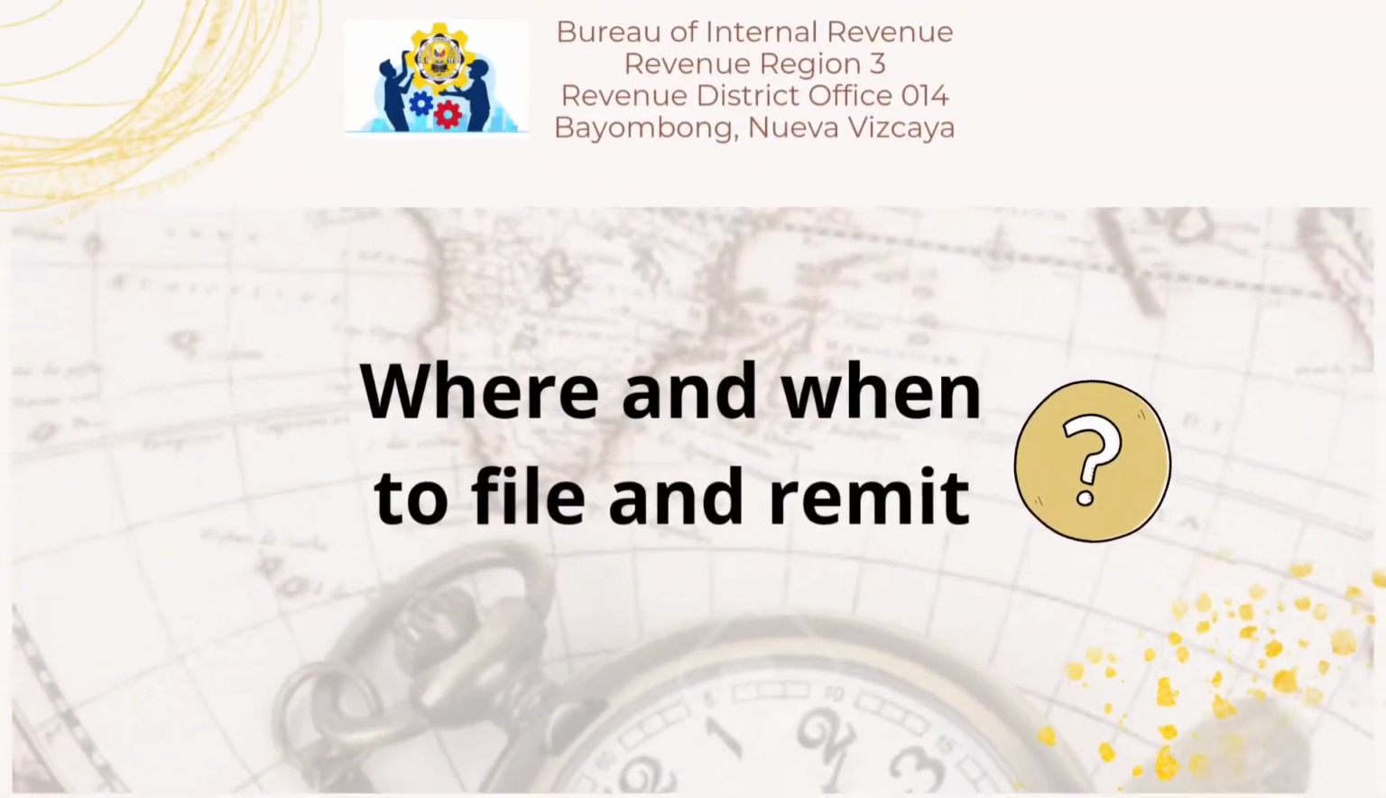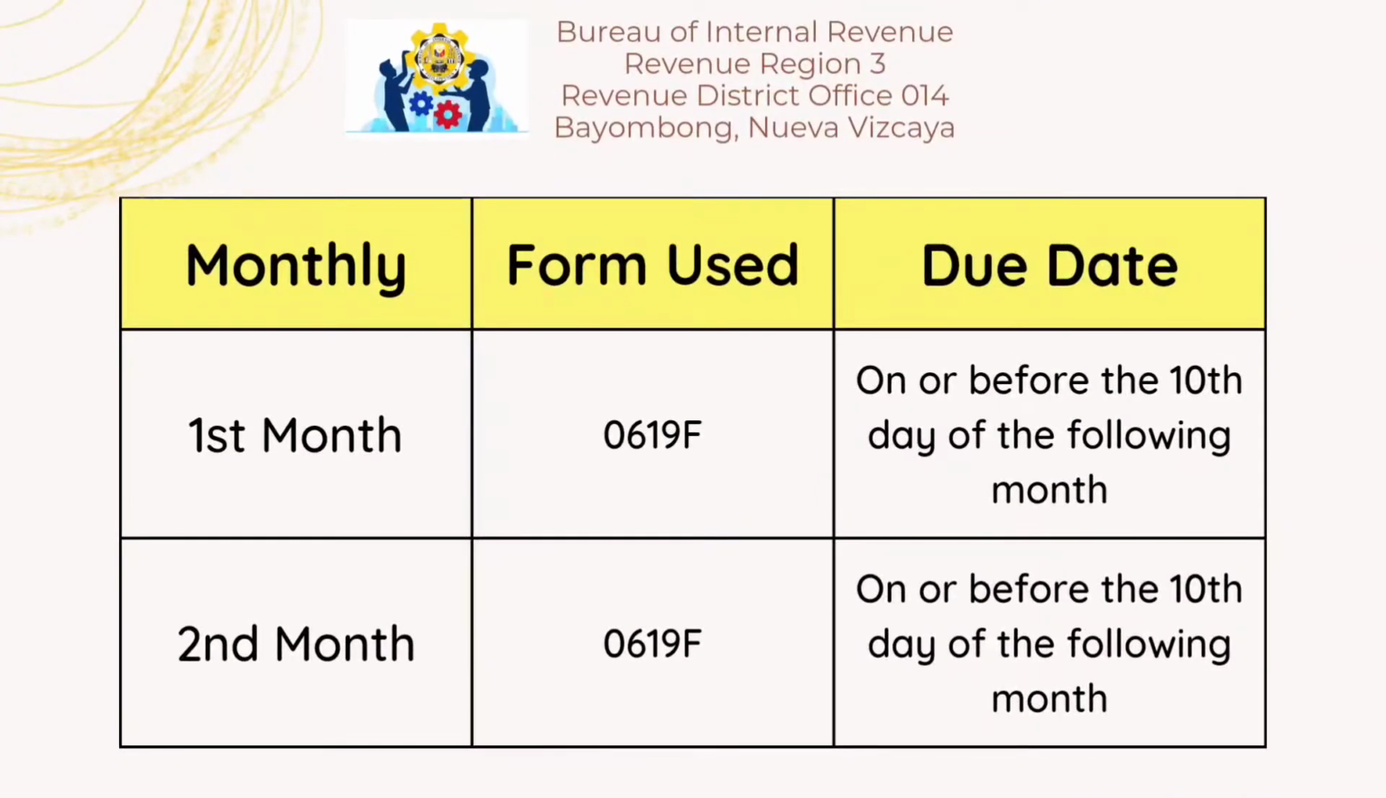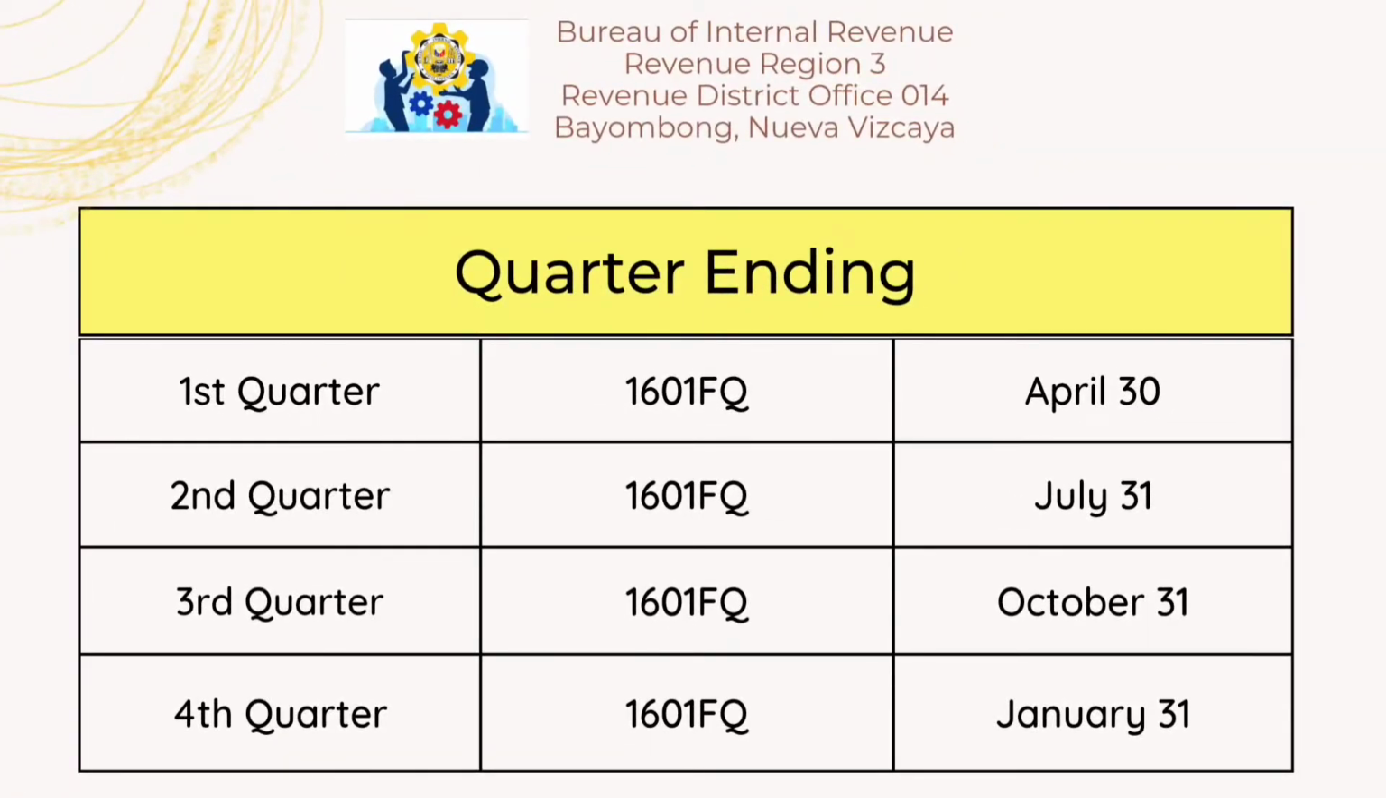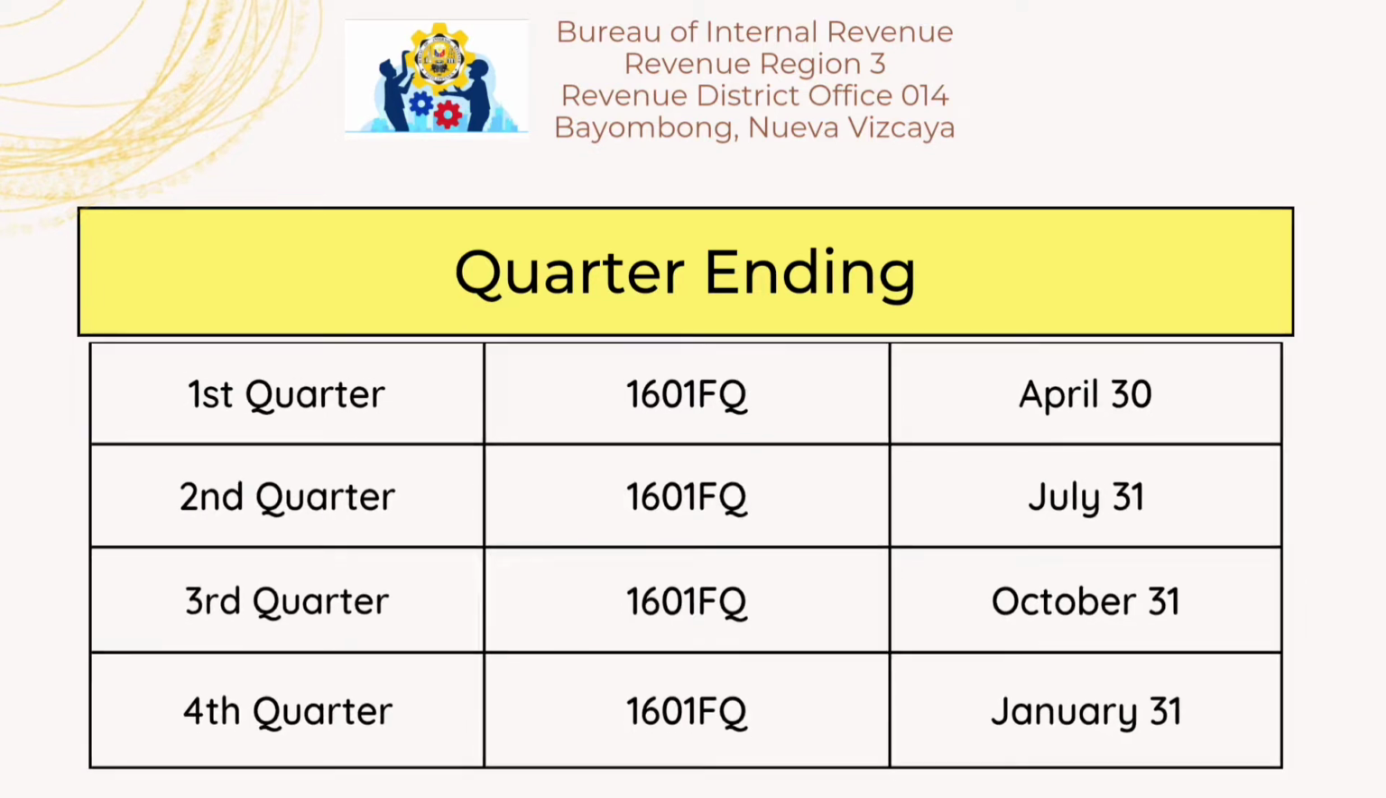Where and when to file and remit? Using the monthly remittance return BIR Form 0619F, this shall be filed and the tax remitted on or before the 10th day following the month in which withholding was made. This shall be filed for the first 2 months of each calendar quarter. While the BIR Form 1601FQ shall be used for the quarterly remittances and shall be filed and paid not later than the last day of the month following the close of the quarter during which the withholding was made.